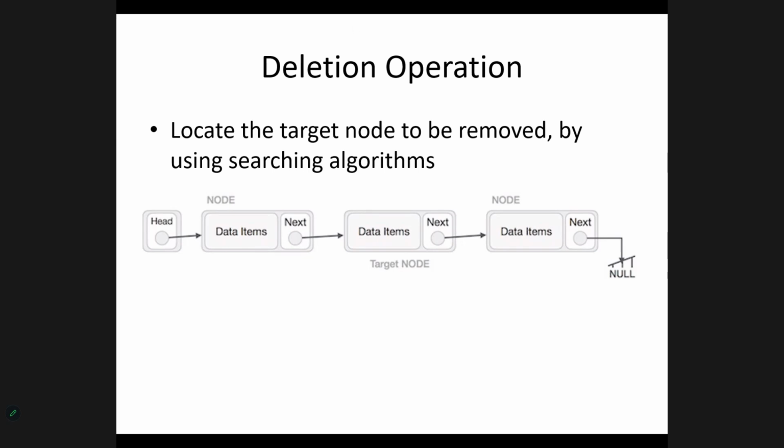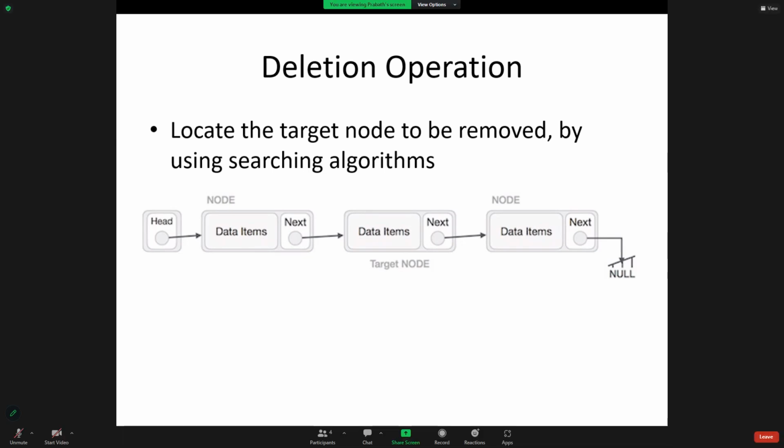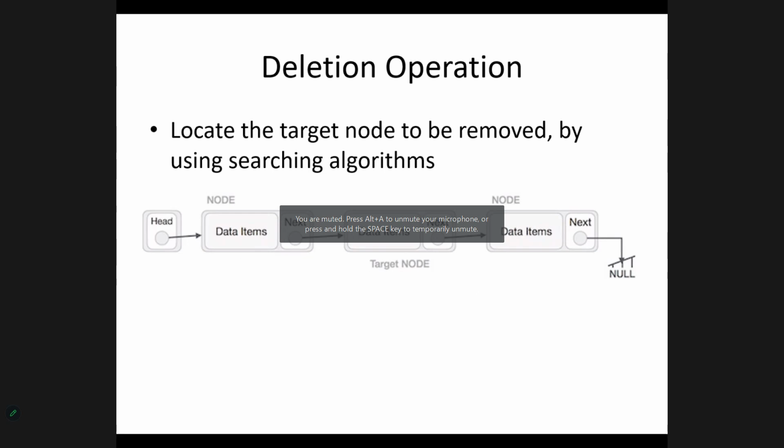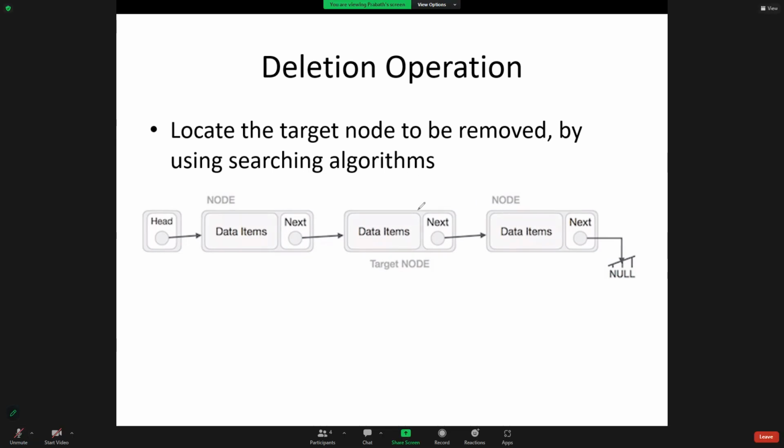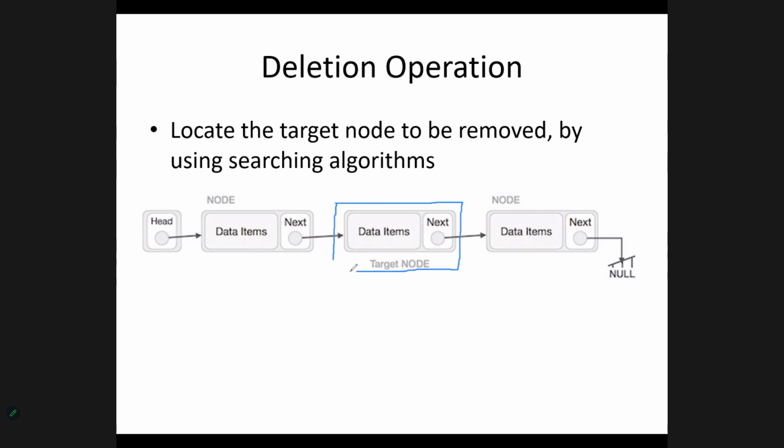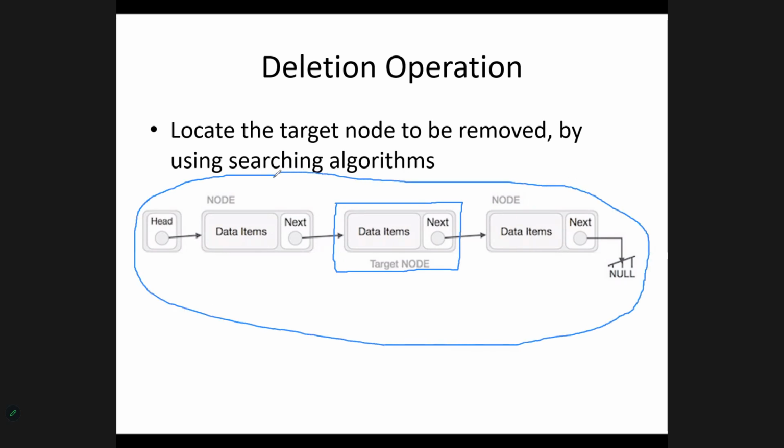Okay, so let's focus on the deletion operation, right? Here we are trying to identify some target node, the target node that needs to be deleted. In this diagram, you can see, let's open the annotator. This is the target node to be deleted, right? Make one delete command on a given linked list. So this is the given linked list.